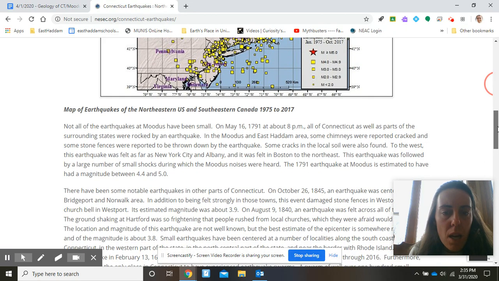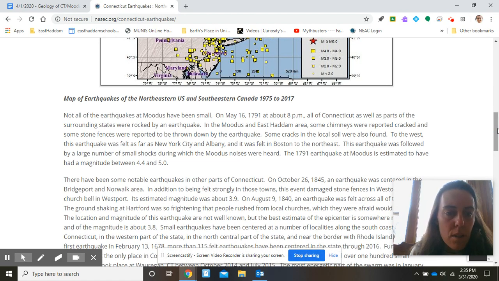And then they go on to talk a little bit about a big earthquake, and I'll stop here. Not all of the earthquakes at Moodus have been small. On May 16th, 1791, at about 8 p.m., all of Connecticut, as well as parts of the surrounding states, were rocked by an earthquake. In the Moodus and East Haddam area, some chimneys were reported cracked, and some stone fences were reported to be thrown down by the earthquake. Some cracks in the local soil were also found. To the west, this earthquake was felt as far as New York City and Albany. It was felt in Boston to the northeast. This earthquake was followed by a large number of small shocks during which Moodus noises were heard. The 1791 earthquake at Moodus is estimated to have had a magnitude between 4.4 and 5.0.